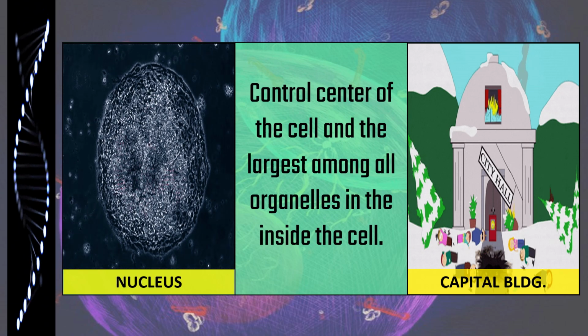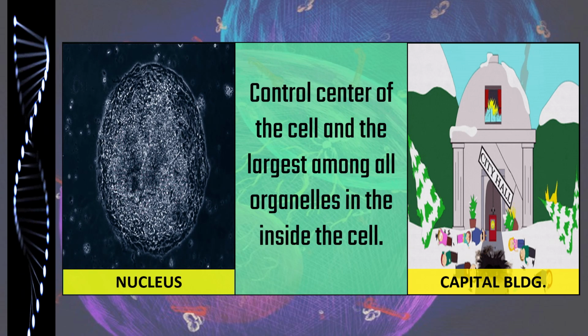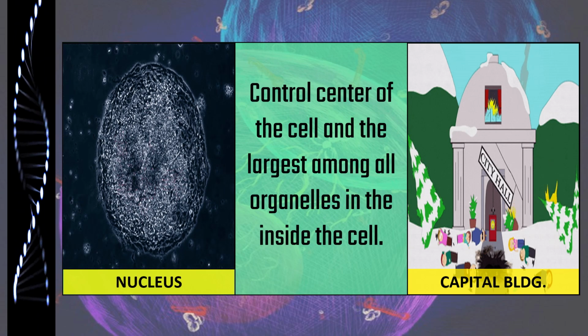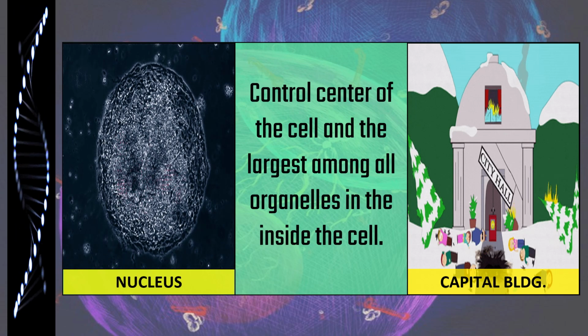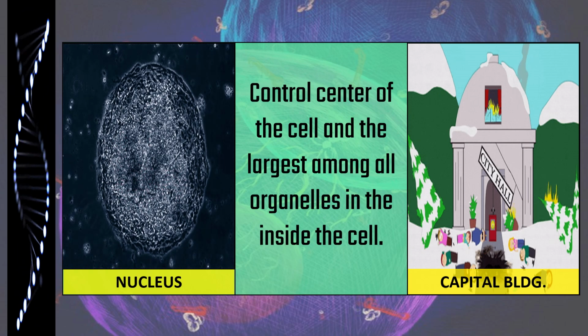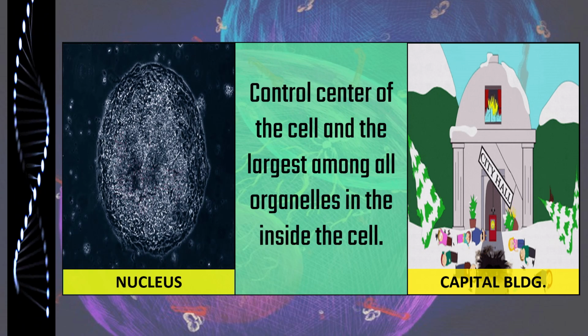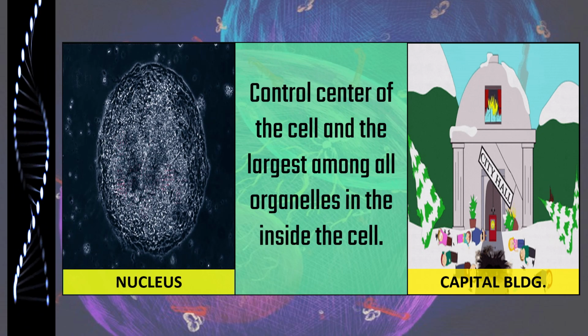In prokaryotic cells, the nucleus is indefinite, but it doesn't mean that it doesn't have genetic material. It has, but like ribosomes, it is free floating in the cytoplasm. In the case of eukaryotic cells, the nucleus is always present.